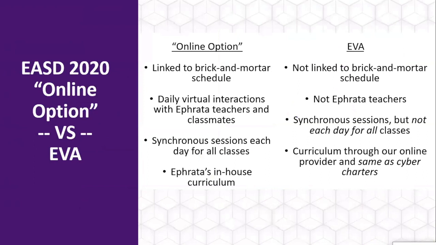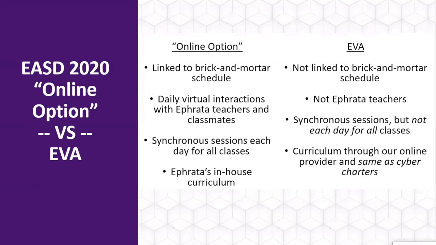One of the things I want to talk about, just to reemphasize, is the difference between the online option and the EVA option. EVA has those 3 options: the full-time, the hybrid, and the Washington Center option. The online option is linked to the brick and mortar schedule and the brick and mortar instruction. So if you're really looking for that structure that students would get in the traditional environment, but you'd like to have that in your house because of COVID-19, and you might have some fears or hesitation about sending your child or your student to school, the online option is what you're looking for.